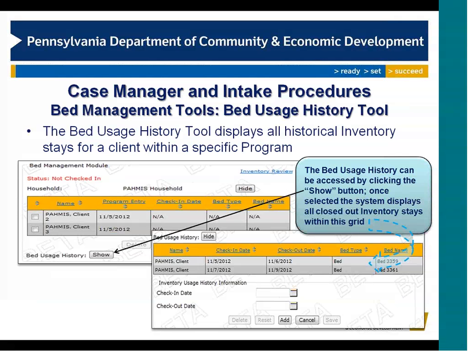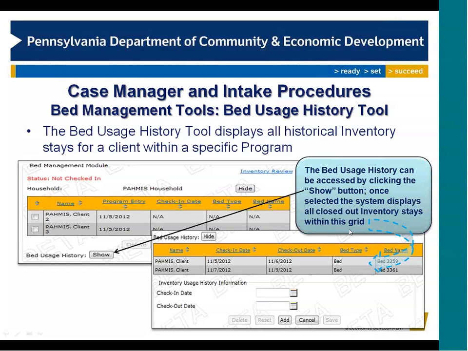Okay, the last bit of the bed management tools, which are pretty in-depth, are within what we call the bed usage history tool. This displays all historical inventory stays for a client within that specific program record. Any inventory stay that a client has checked in and checked out of, whether the program's open or closed, remains in this area. Down there, it's shut by default. It's got a little show button.